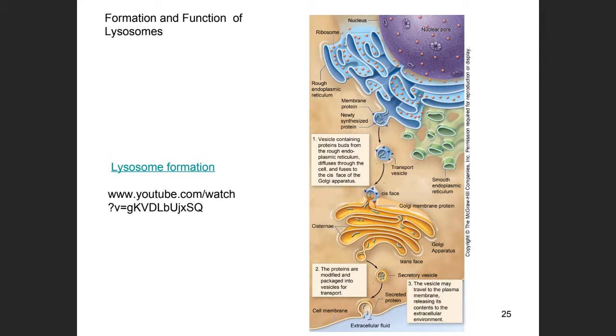and fuse with the cis face of the Golgi apparatus. It goes through a lot of processes inside of the Golgi that we call cisternae. And then again, another vesicle is going to transport this modified content, for example a protein. You pack it into a vesicle, and the vesicle travels to the plasma membrane, releasing its content outside in the extracellular environment.